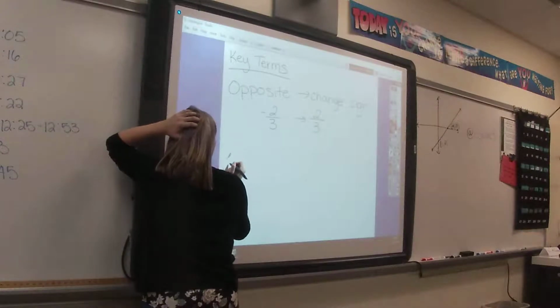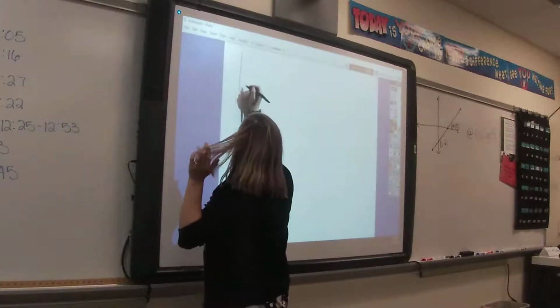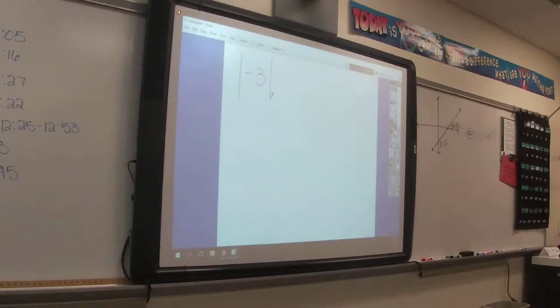How about... I'm not going to give you the word yet. How do we read that? Absolute. That was part of it. There's another word that goes with it. Value. Absolute value. So this says the absolute value of negative 3.